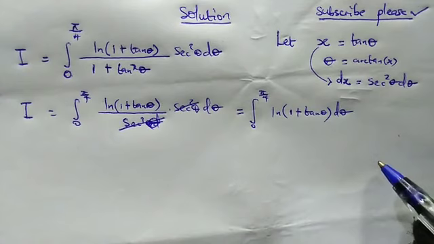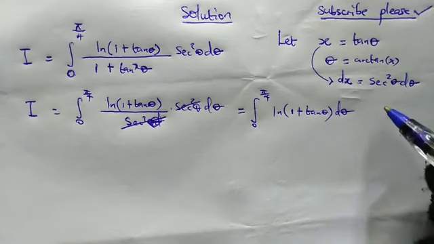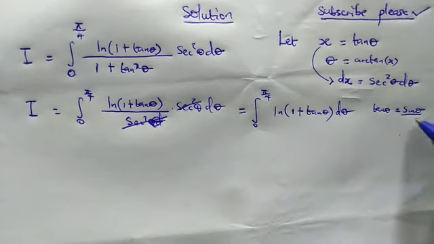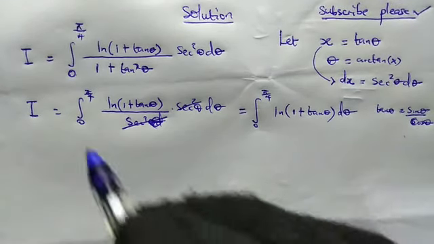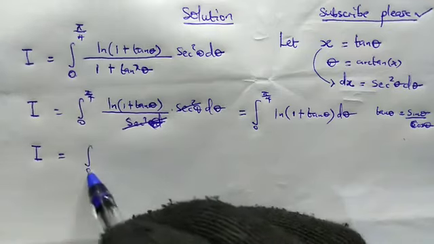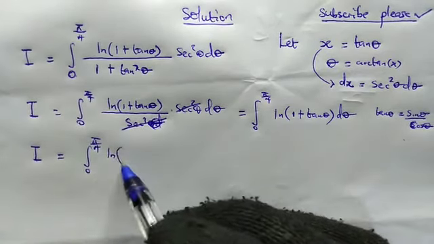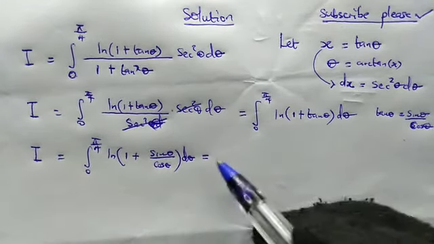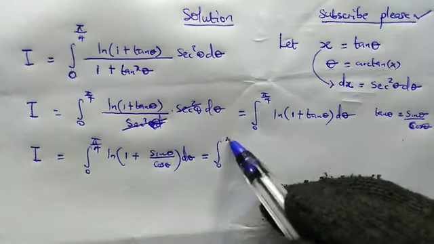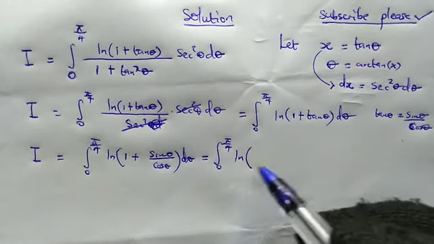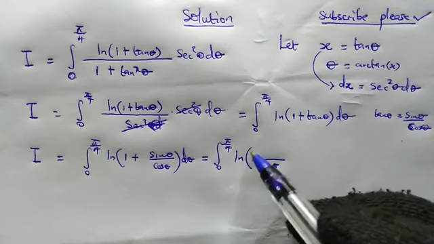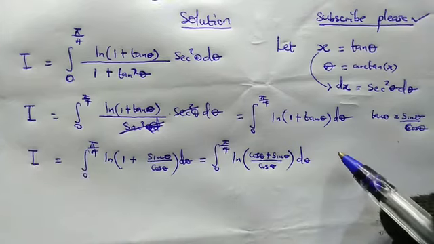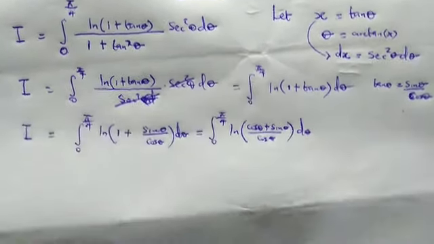Awesome. Now from here, we're going to make use of a very well-known trigonometric identity. We know that the tangent theta is equal to the ratio of the sine theta and the cosine theta. So here, our I is equal to the integral from 0 to pi all over 4 of the natural log of 1 plus sine theta all over the cosine theta d theta. So this is equal to the integral from 0 to pi all over 4 of the natural log of, the common denominator here is cosine theta, so we have cosine theta plus sine theta, d theta.